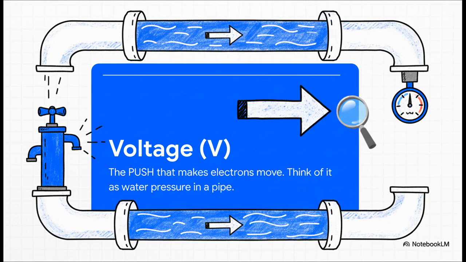So what is that push I just mentioned? Well, that's voltage. The best way to picture it is to think about water pressure in a pipe. The more pressure you have, the stronger the push on the water. Voltage is exactly like that, but for electrons. More voltage means a stronger push.